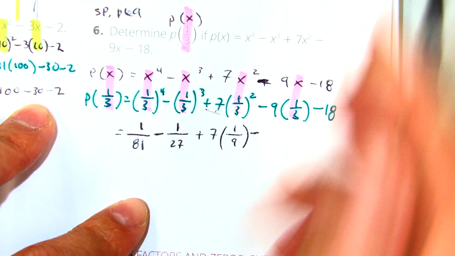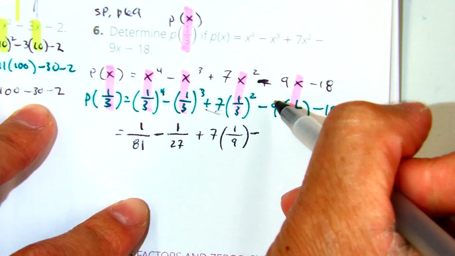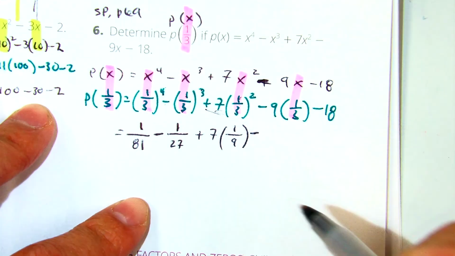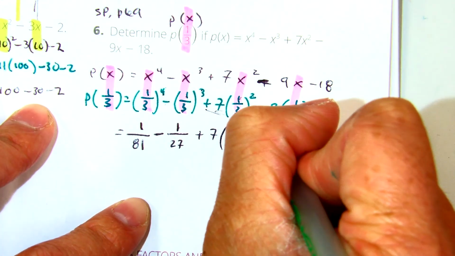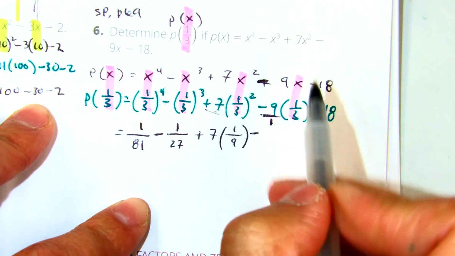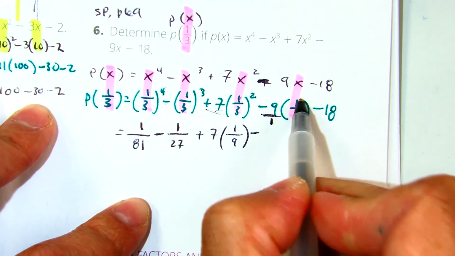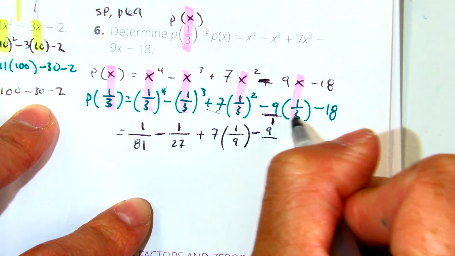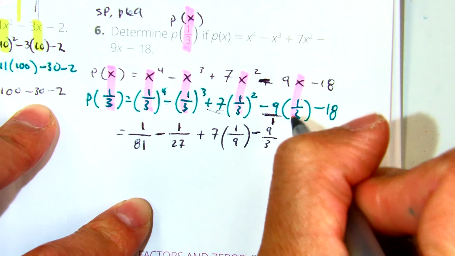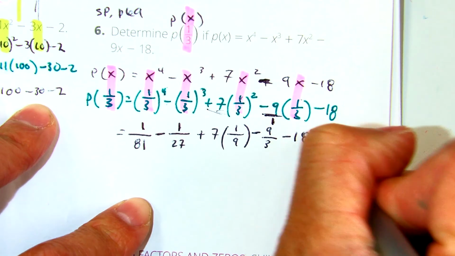Okay, now when you get to a whole number times a fraction, class, how do you make -9 a fraction? I'm going to put it over 1. And that can help you show -9 times 1 is -9. And that's over 1 times 3, which is 3. And then the -18 stays the same.